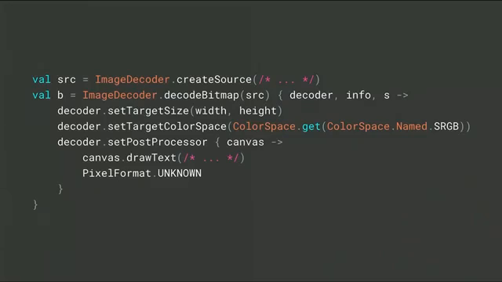Anyway, so now you can just tell us what size you want the bitmap to be in, and we'll take care of it, finally. And you can also set a post-processor. So post-processor is the same thing, a simple interface. It gives you a canvas, so you can draw on the bitmap right after it's decoded, so you can add, I don't know, a header, like a title or some metadata on it.